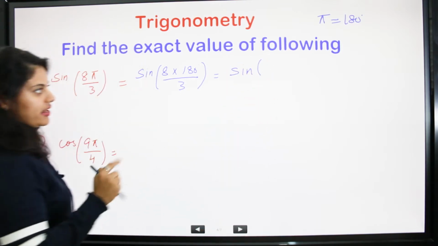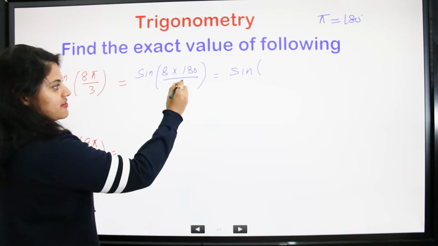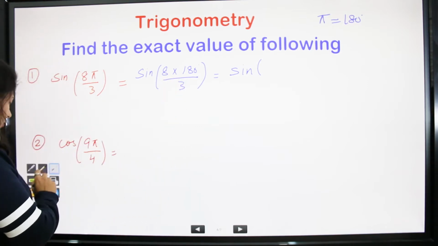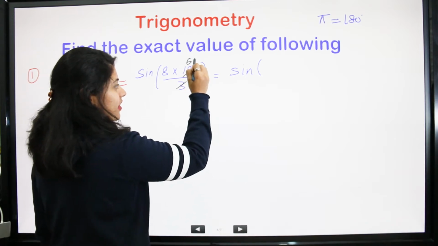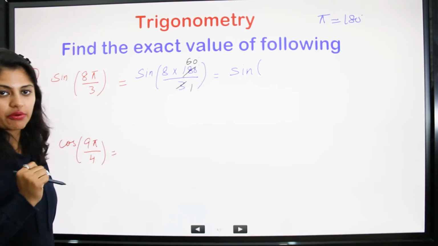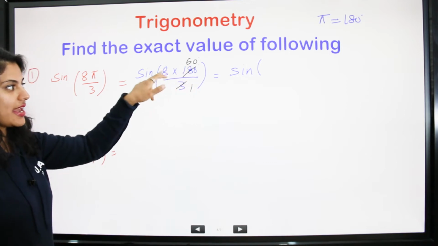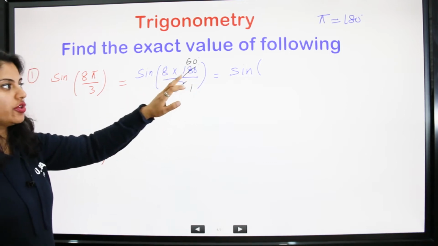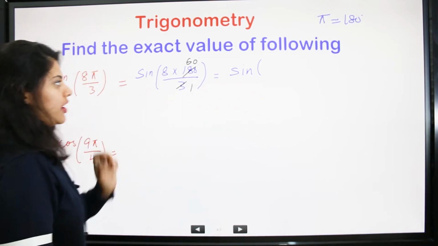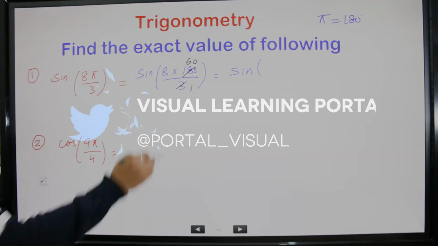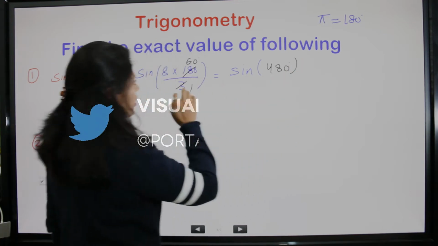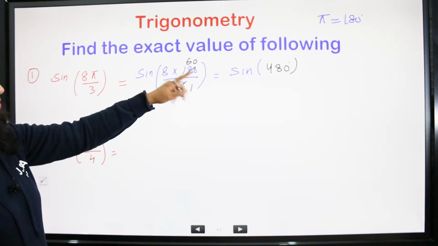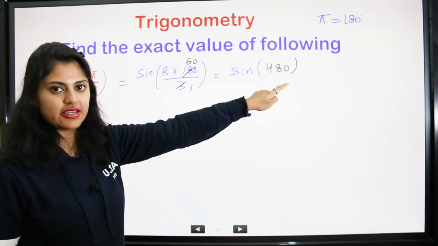When you are going to find the exact value of this, you can divide it like that. 3 1s are 3, 3 6s are 18, and 0 degree. So we get 60 degree, then 60 degree into 8. When you multiply 60 into 8, you will get 480, because 8 6s are 48, so a 0 will be there. So sine 480 degree is what you got.